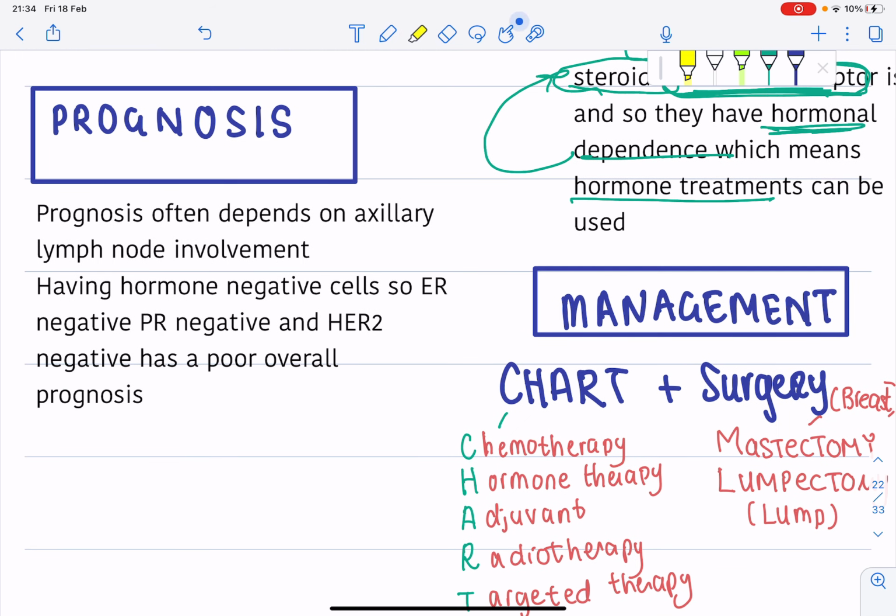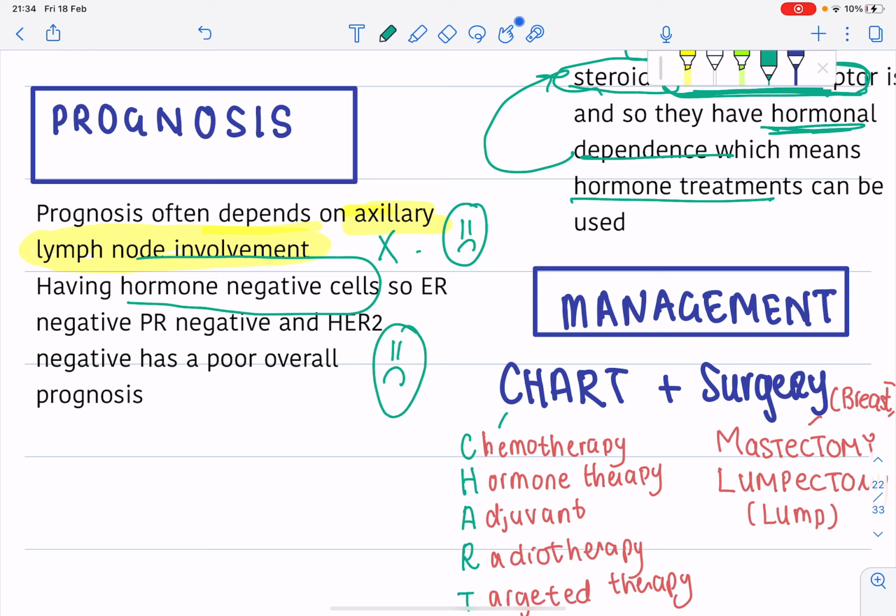Also, what does the prognosis of the breast cancer depend on? So the prognosis often depends on axillary lymph node involvement, and for that we can do a sentinel lymph node biopsy, those kinds of things. A poor prognosis is with an axillary lymph node involvement. That is a poor prognosis. So is having hormone negative cells, so cells which are not estrogen positive, so they're estrogen negative, progesterone negative, or HER2 negative. They have an overall poor prognosis. Why? Because we can't target them with hormonal therapy.